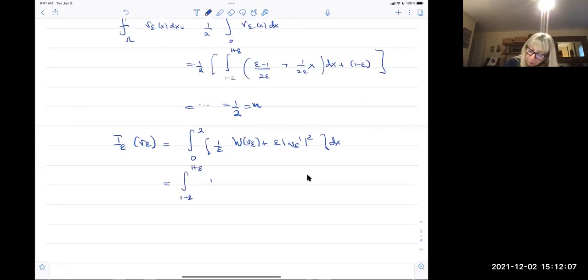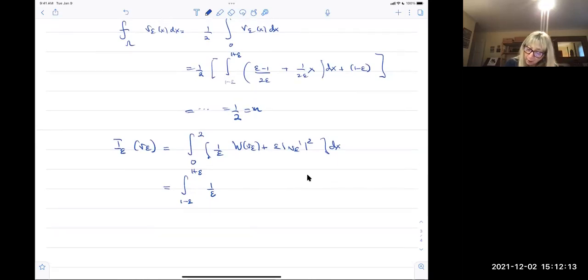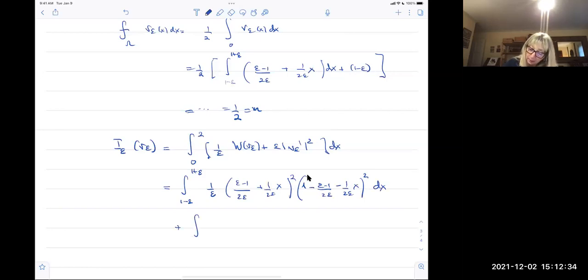I did this computation, so it was 1 over epsilon. And it was t squared 1 minus t squared. So t squared is epsilon minus 1 over 2 epsilon. It was 1 over 2 epsilon x squared. And then 1 minus epsilon minus 1 over 2 epsilon minus 1 over 2 epsilon x squared. And then it was a derivative. So that is the first term. And then I'm going to add 1 minus epsilon to 1 plus epsilon. And then I have the epsilon here, which is this epsilon. And then the derivative, which is just 1 over 2 epsilon squared.